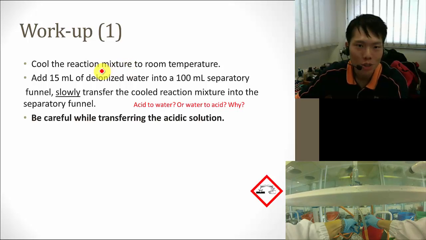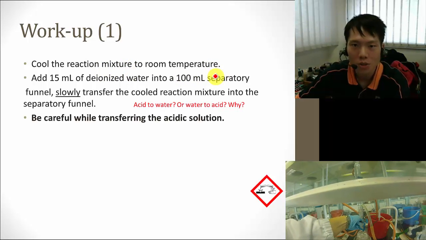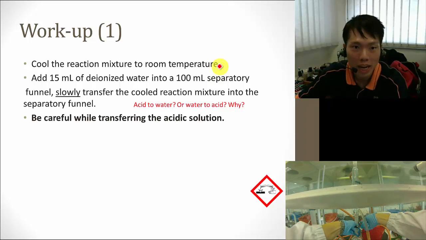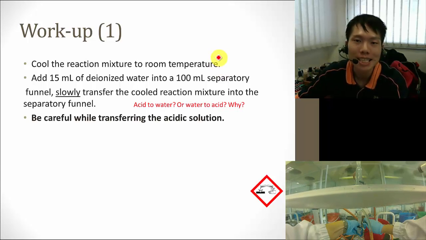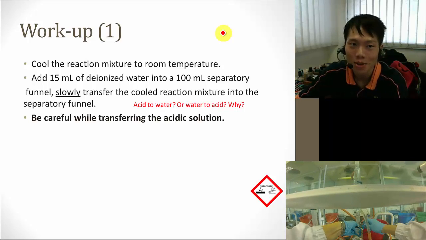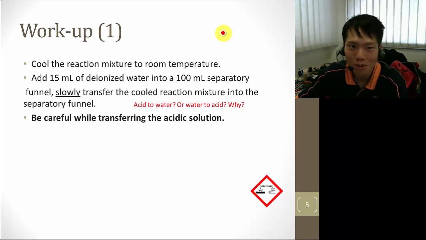In the workup, you got to cool the reaction mixture to room temperature. Okay, and you have to cool it slowly. Do not rush for time and put the whole reaction mixture into the ice bath, because the thermal gradient could be too large and your RBF may crack. If it cracks, all your compound leaks out and you got to restart the experiment, only if you have time. So after that, add 15 ml of DI water into a 100 ml separatory funnel. Slowly transfer the cool reaction mixture to it.